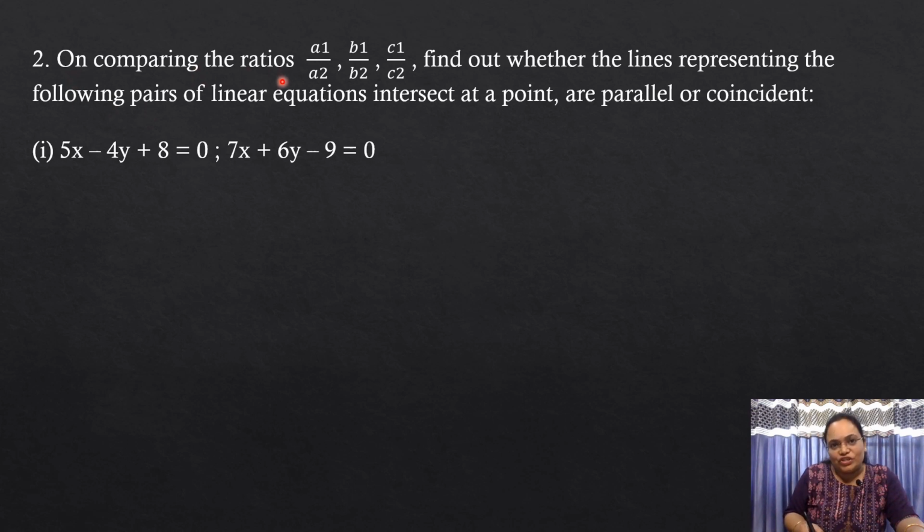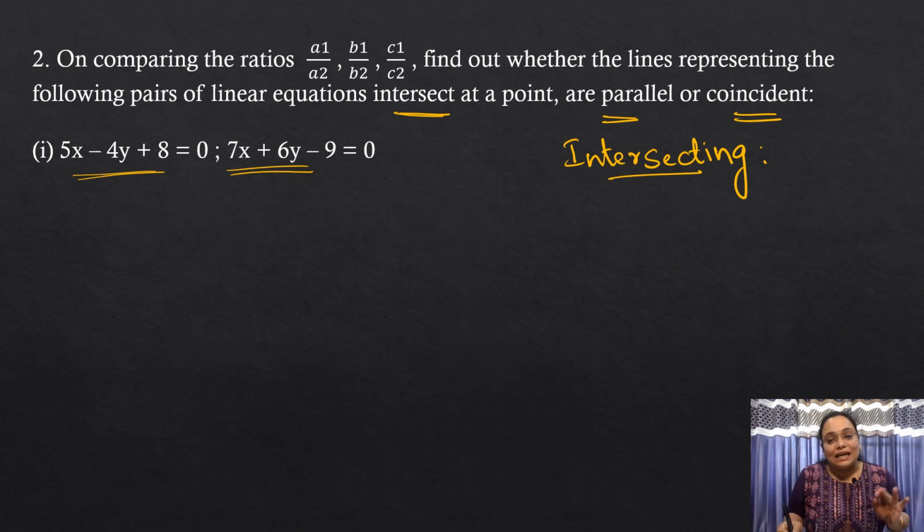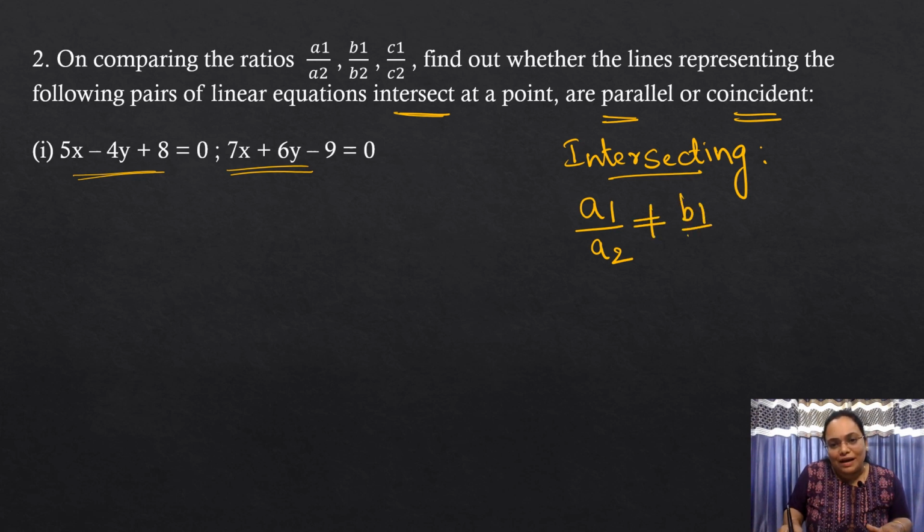On comparing the ratios a1 by a2, b1 by b2, c1 by c2, find out whether the lines representing the following pair of linear equations intersect at a point, are parallel or coincident. We need to show that the given pair of linear equations intersect at a point, or they are parallel or they are coincident. So what is the condition for the intersecting lines? A1 by A2 is not equal to B1 by B2.